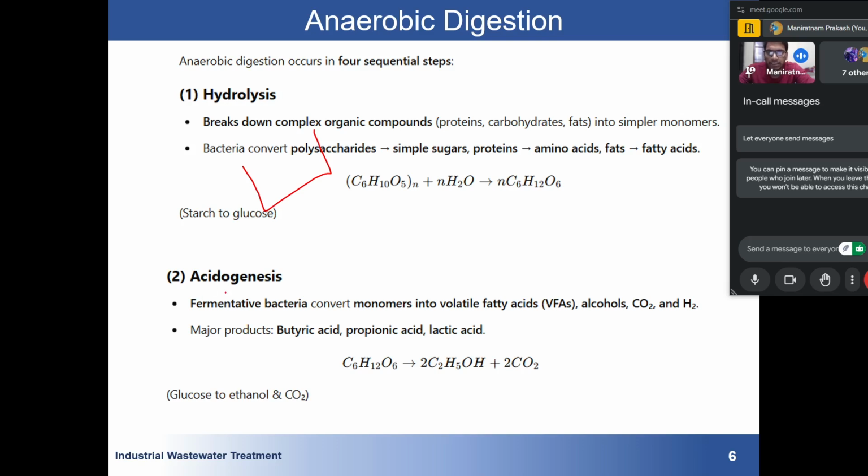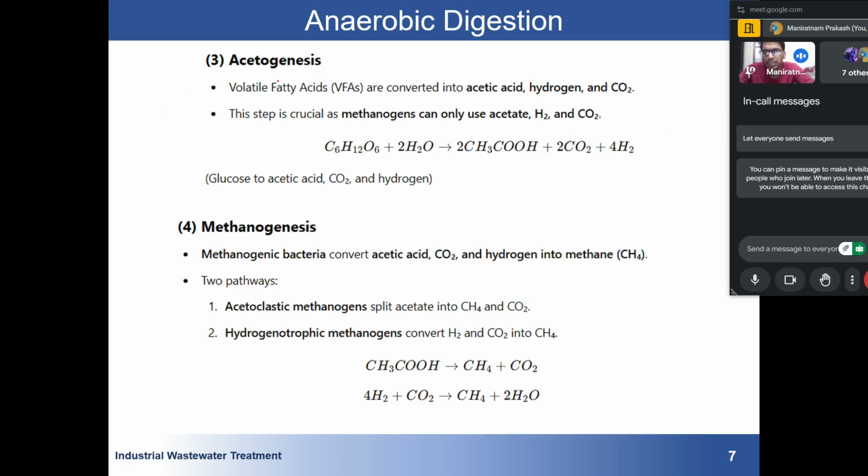Then the second process is acidogenesis, that is formation of acid. Fermentative bacteria convert monomers, that is our glucose and so on, into volatile fatty acid, alcohol, CO2, H2O. Major products are butyric acid, propionic acid, and lactic acid. Just simply remember that first is hydrolysis, then acidogenesis. Third is acetogenesis. Here we are producing acid, and here we are producing acetate products.